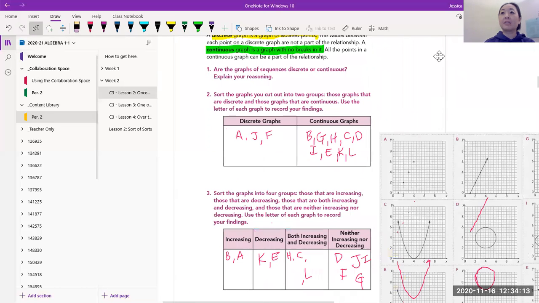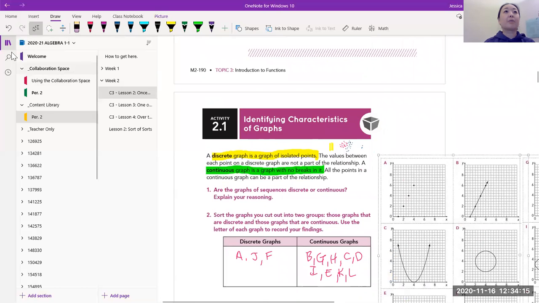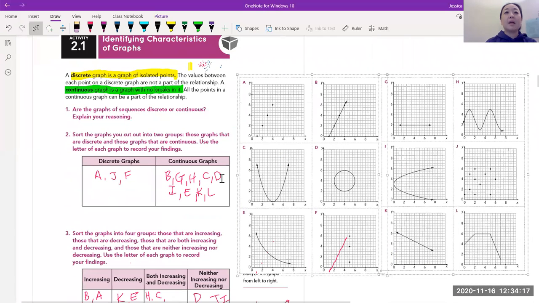I'm going to just bring these up for a second. And so we took a look. Okay, so we divided this group into two different groups, the discrete graphs group and the continuous group.